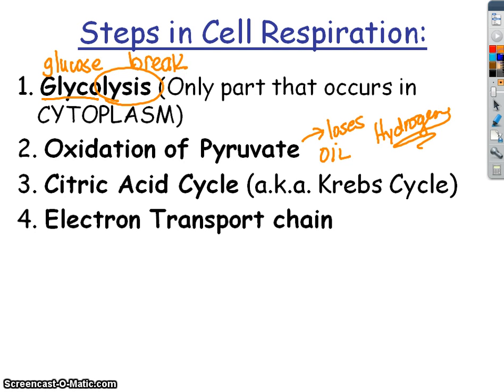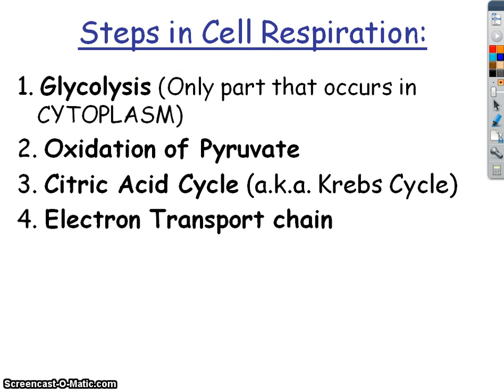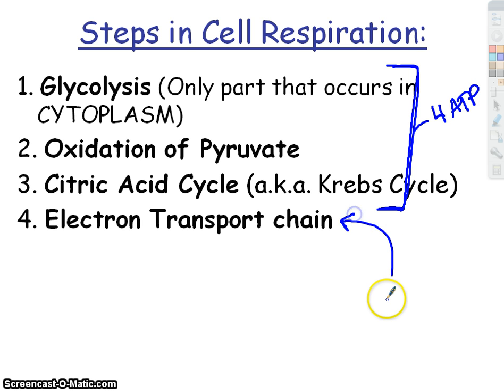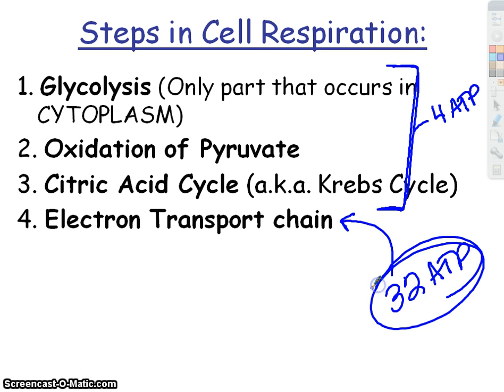And again, just to summarize this, these 3 steps all combined only generate 4 ATP. The electron transport chain generates the other 32. So most ATP is made in the electron transport chain. Correct. So a majority of the ATP are made here.